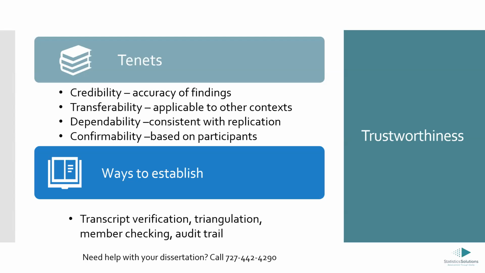What I like to do in this section is have a subheading each for credibility, transferability, dependability, and confirmability. And then what I recommend is for each of those, then talking about what it is and then how you plan to establish it in your own study.